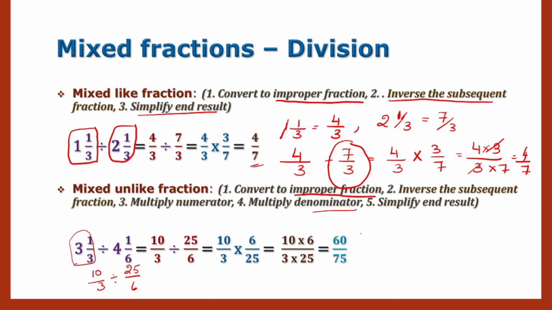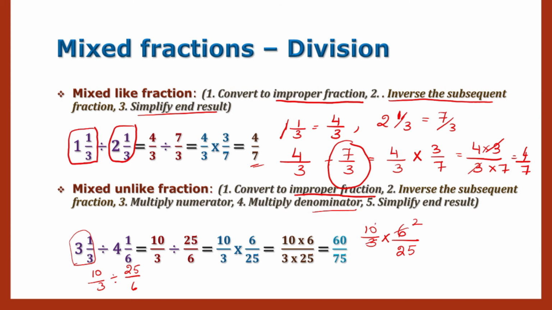And then the first term, which is the antecedent term, remains the same. We have to take the reciprocal of the subsequent term, which is the 6 is written in the numerator and the 25 is going to be written in the denominator. And then the division sign changes into multiplication. So now you could easily cancel 3 and 6 by 3 table, which is equal to 2.